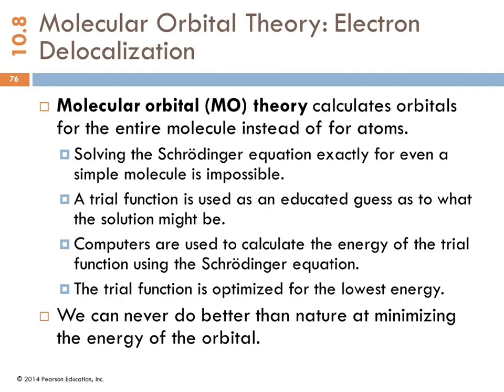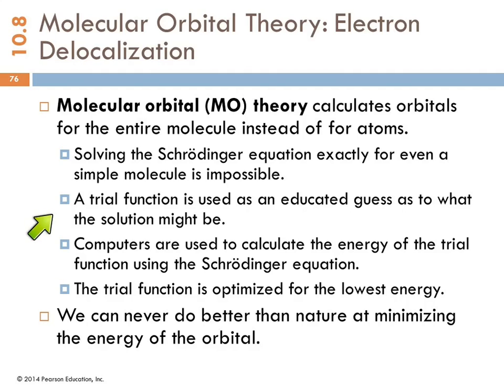So we're going to just talk about the math behind this. The Schrodinger equation is what describes the orbitals for an atom. And solving the Schrodinger equation, even for a simple molecule like hydrogen, two hydrogen atoms bonded together, is impossible because the equation is very complicated.